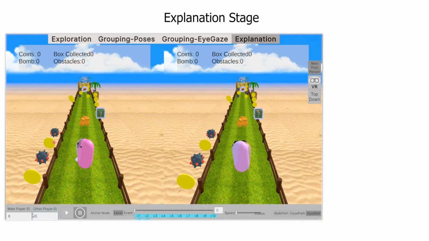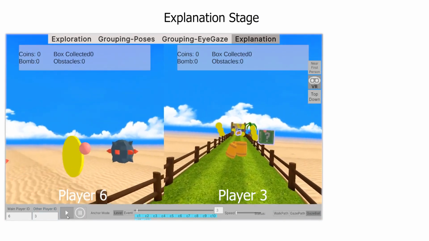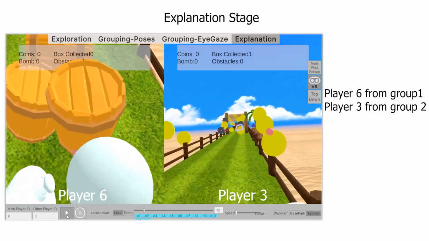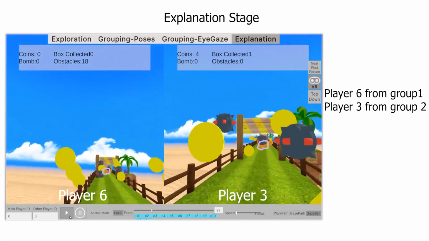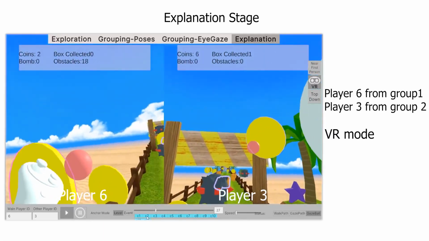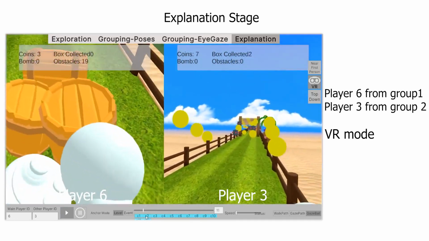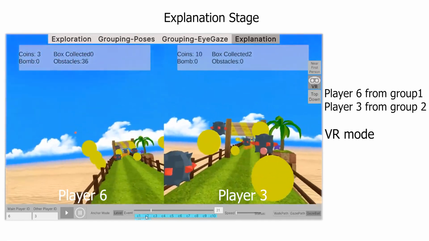To further understand why this obstacle is challenging for one group of players, she transitions to the explanation stage. Here, she compares player 6, who frequently collided with the obstacle, to player 3 from their group. Replaying their performances in a VR point-of-view mode, she quickly observes that player 6 spends a significant amount of time looking at the controller, attempting to use it to navigate around the obstacle. She then can draw her observation.